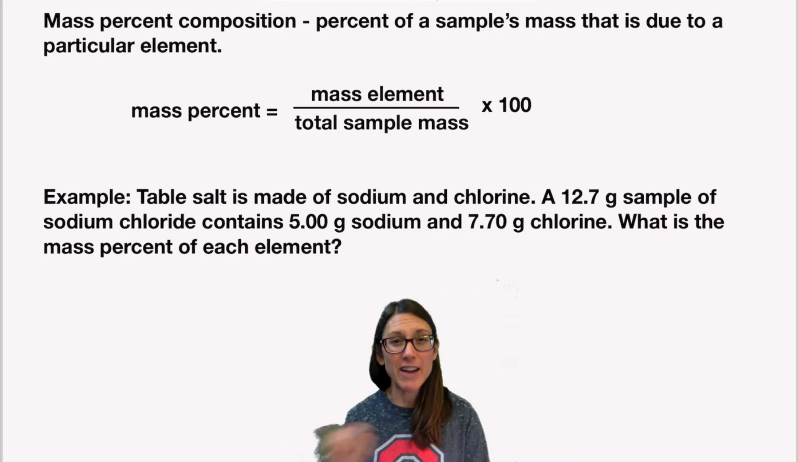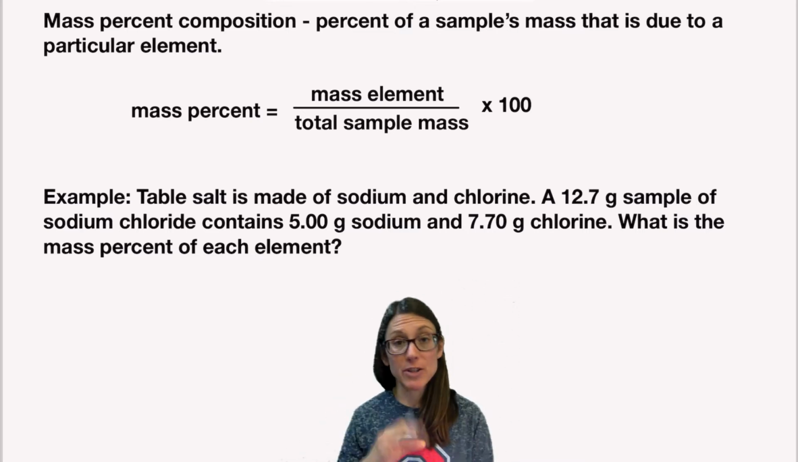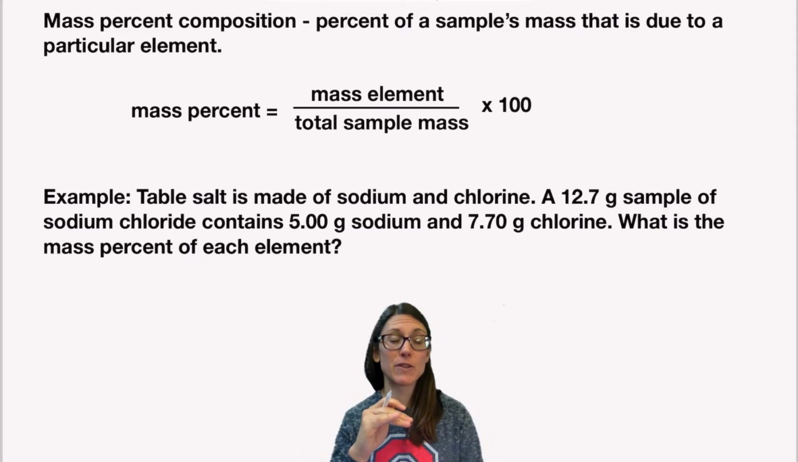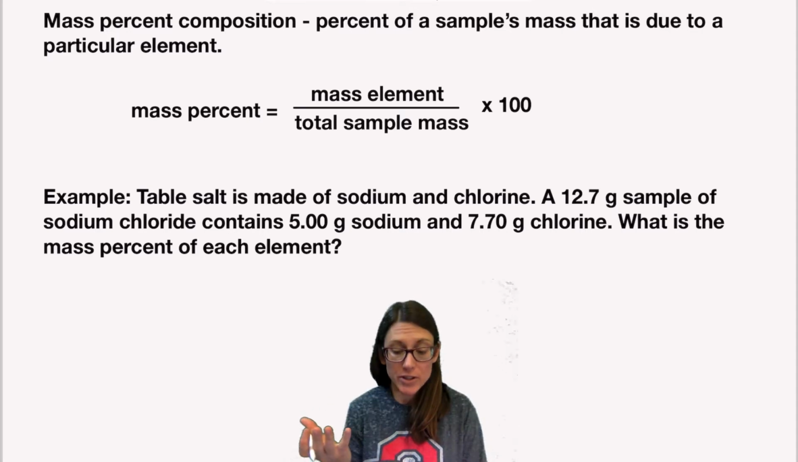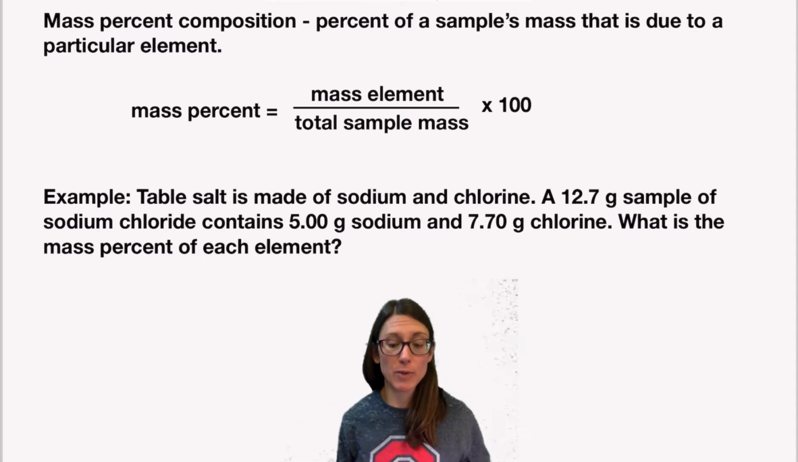So for example, if I have table salt, which is sodium chloride, in 12.7 grams of sodium chloride, I've got 5 grams of sodium and I've got 7.70 grams of chlorine. So the question is, what's the mass percent of each element?